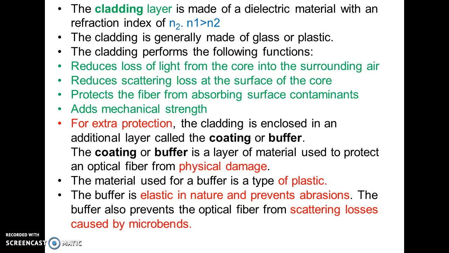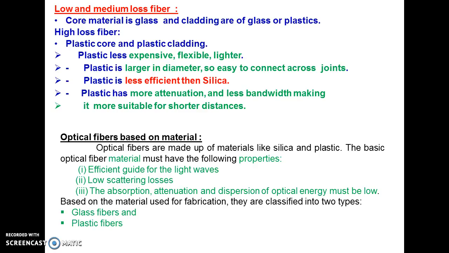For extra protection, the cladding is enclosed in an additional layer called the buffer. The material used for the buffer is plastic. The buffer is elastic in nature and prevents absorption. The buffer also protects the optical fiber from scattering losses caused by microbends. Low and medium loss fibers have plastic core and plastic cladding, and plastic is less expensive, flexible and lighter. In glass fibers, the core material is glass and the cladding is glass or plastic.